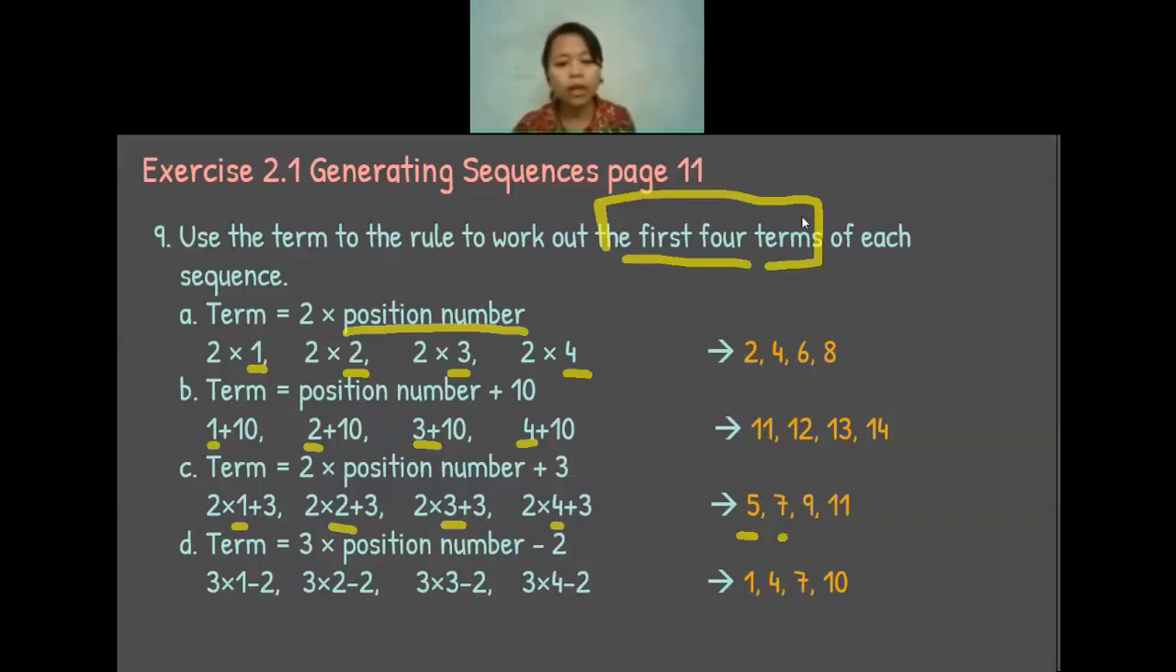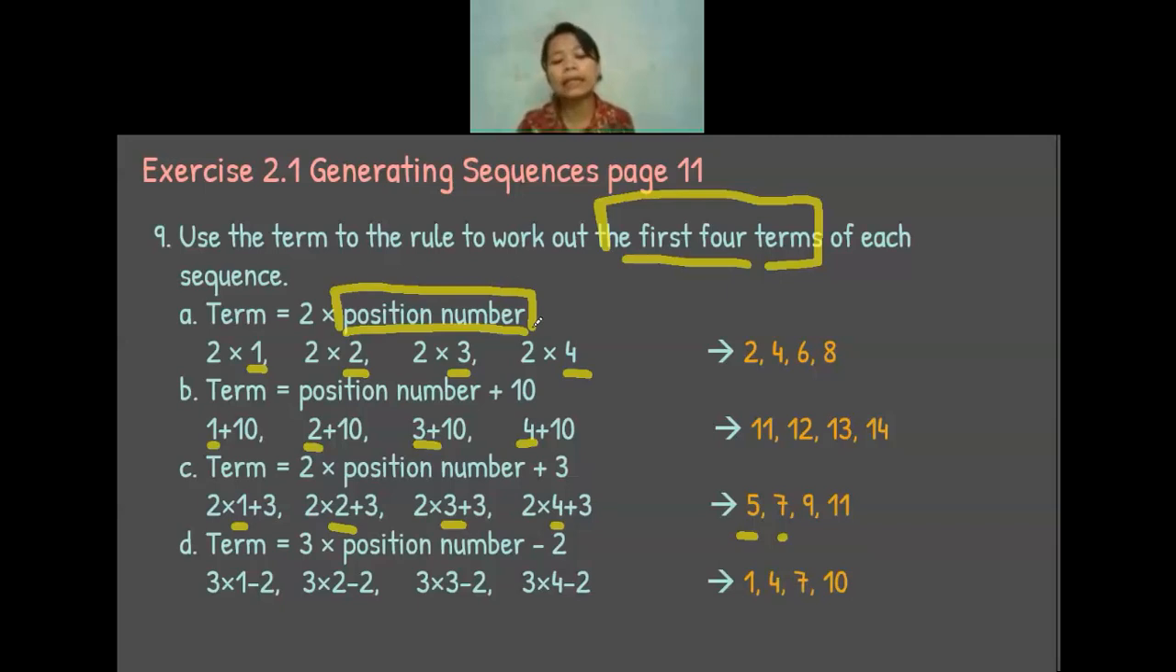So is there anyone having any questions so far? Before I move to the next question, is there anyone who got confused? Here for question 9, you just need to replace all the position number with whatever term you are going to find. If it is 2 times position number, for the first term it will be 2 times 1. For the second term, 2 times 2. For the third term, 2 times 3. And for the fourth term, 2 times 4, and so on.